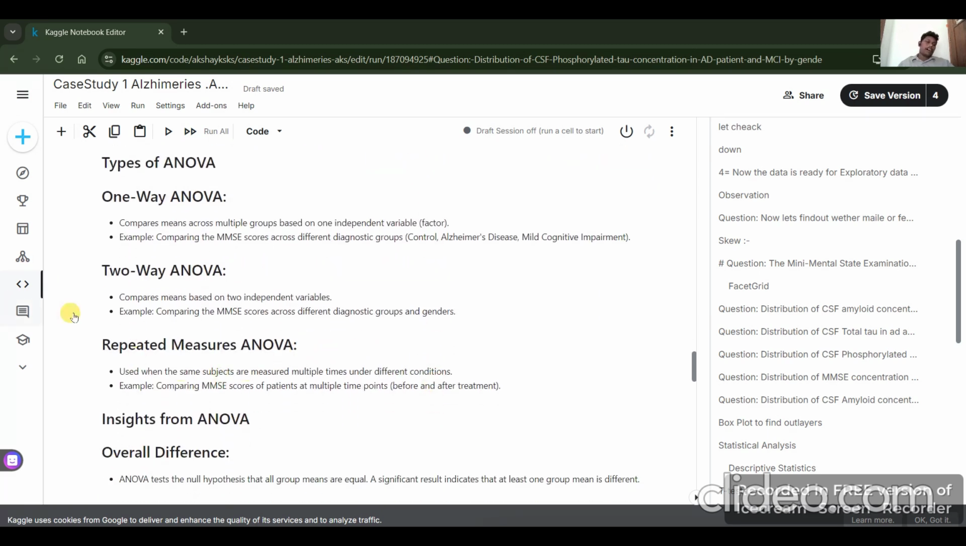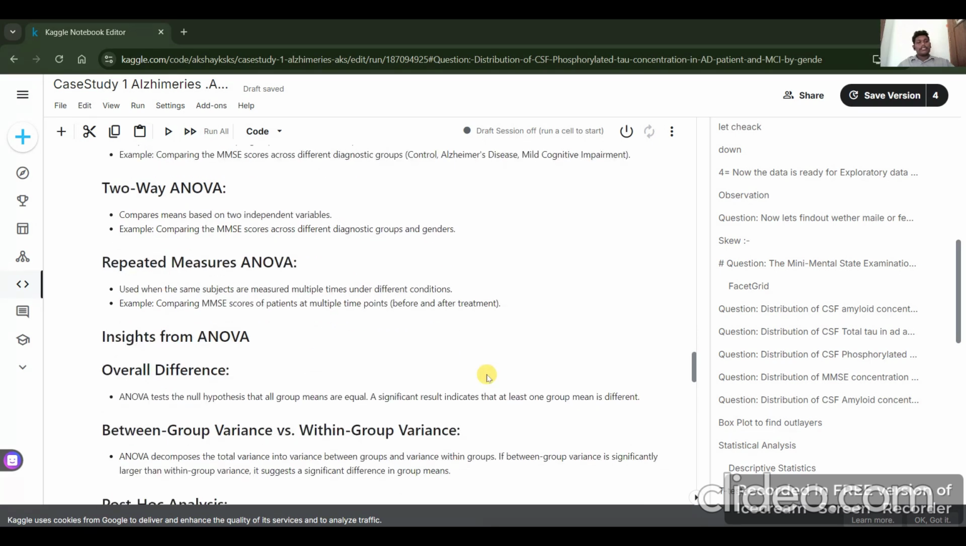Repeated measures ANOVA is used when the same subjects are measured multiple times under different conditions. Example: comparing MMSE scores of patients at multiple time points before and after treatment. Insight for ANOVA is the overall difference. ANOVA tests the null hypothesis that all group means are equal.